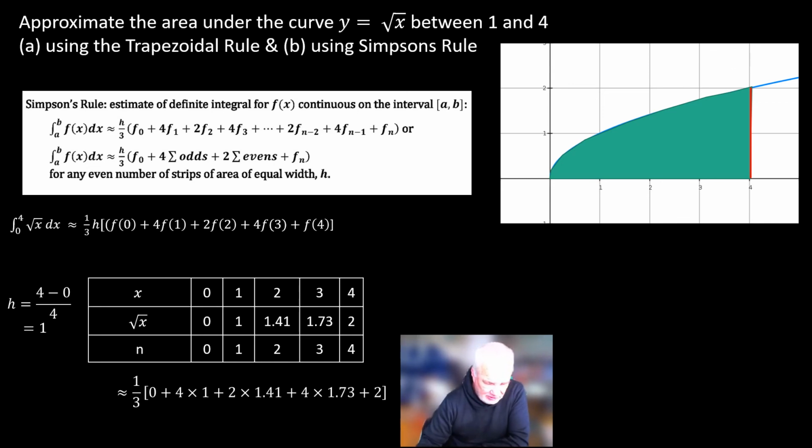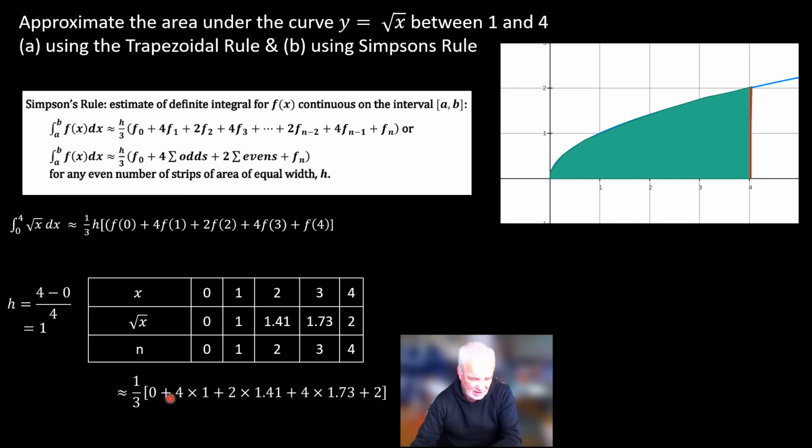The first is 0, the last is 2, and then it's 4 times the second one, plus 2 times the third one, plus 4 times the fourth one. Yeah, sort of. I think I've got it. That's how it goes. So let's go then.